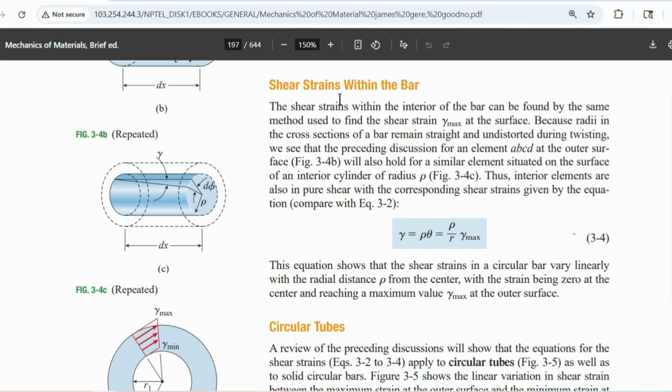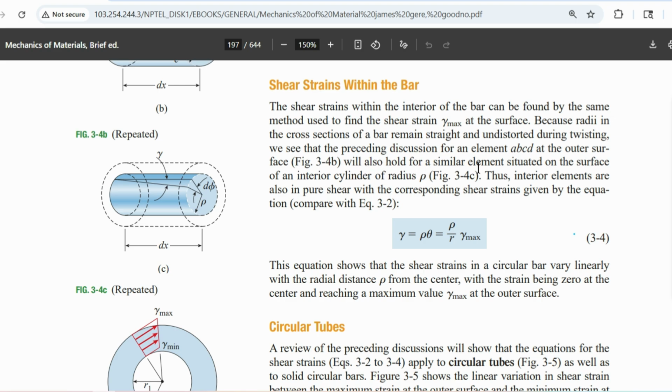So anyway, shear strains within the bar. The shear strains within the interior of the bar can be found by the same method used to find the shear strains, gamma max, on the surface. This is the shear strain, which is an angle in radians. Because radii, rho, in the cross-section of the bar remain straight and undistorted during twisting, the preceding discussion for an element A, B, C, D at the outer surface will also hold for a similar element on the inner surface.